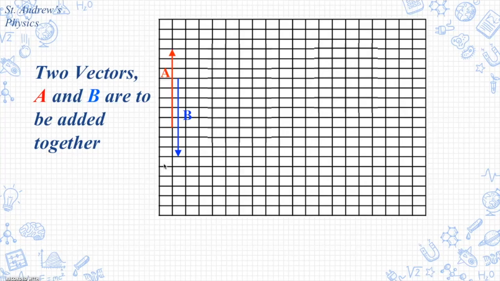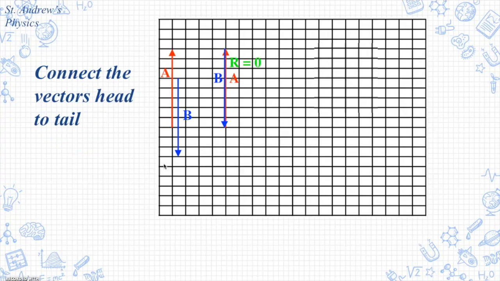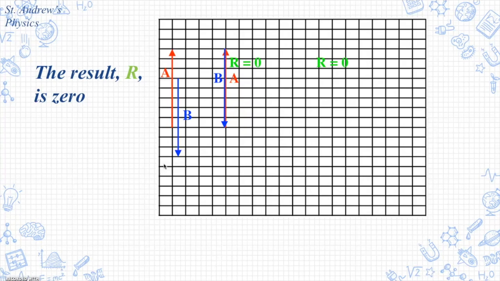These can be any type of vector. For the students currently in balanced forces, you might recognize these as force vectors. To add these together, we'll connect them head to tail. Notice A and B are just about on top of each other. When we go up 8 squares with the red, followed by down 8 squares with the blue, we get a result of 0. So for this one, two vectors A and B added together results in 0.